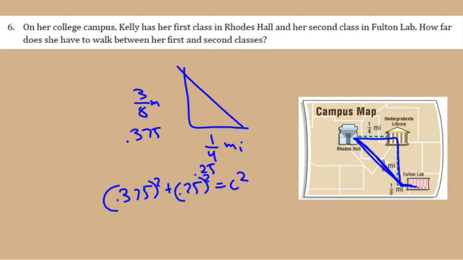So when I square root that, I get about 0.4507. So about 0.45 of a mile is at this length. So about 0.451 plus another eighth of a mile. So if I go 0.451 plus 1/8 of a mile, it's about 0.57 miles, that distance.